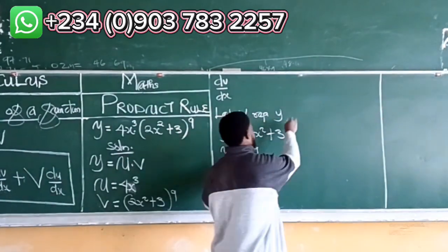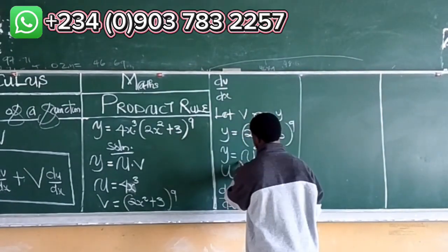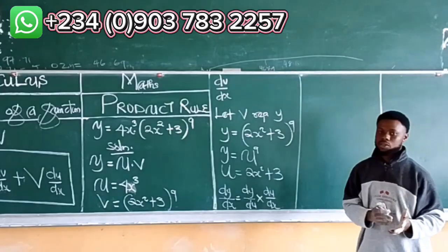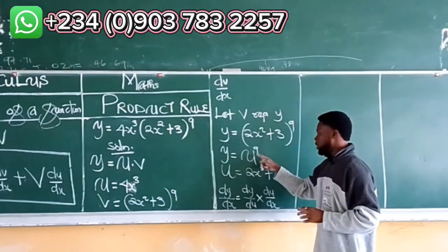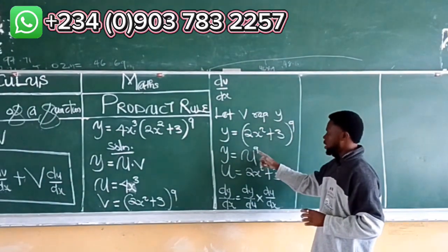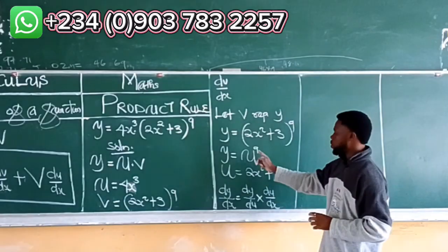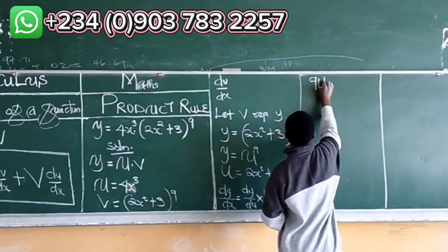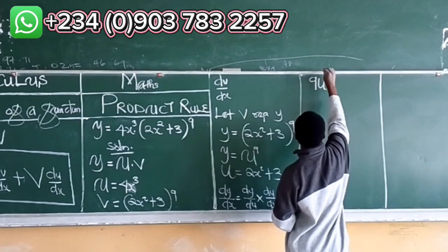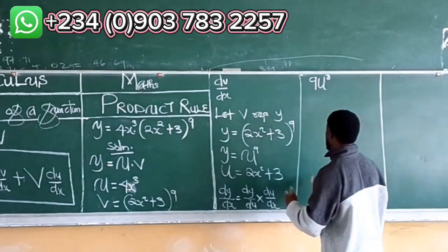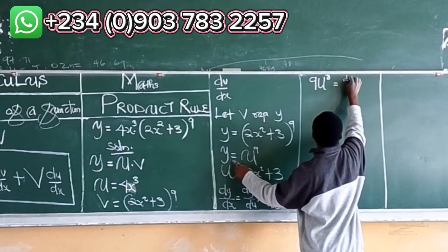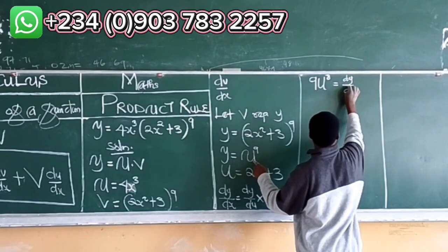To find the derivative of this, remember the general formula for differentiation: you must multiply the power by the coefficient, and that is 9 times 1, which is 9. Then subtract 1 from the power. So we have 9u raised to the power of 8. And this gives dy over du.